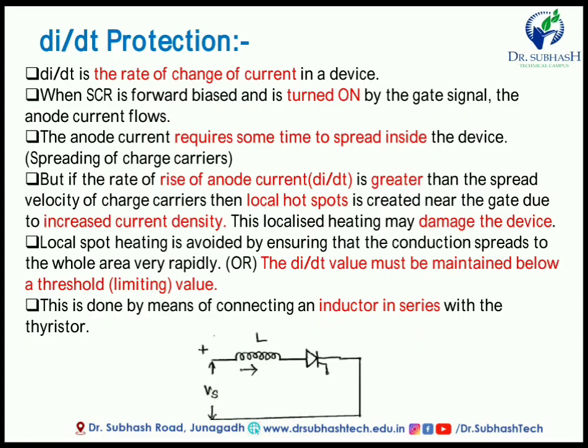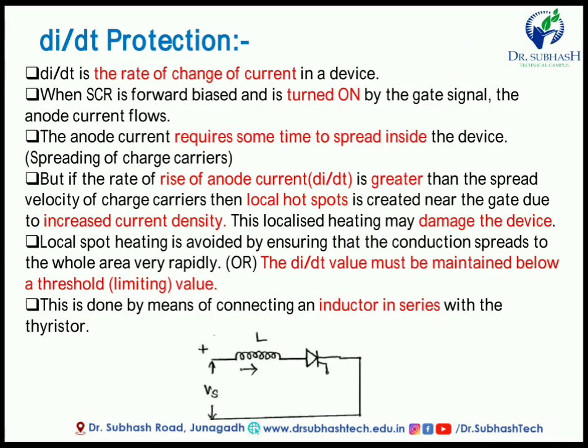Now first of all, what is di/dt? The di/dt is the rate of change of current in the device. It means the current changes with respect to time. It means in a microsecond or second, how much the current increases is given by the di/dt rating. So di/dt is nothing but the rate of change of current in the SCR or any power electronic device. When SCR is in forward bias, it turns on.